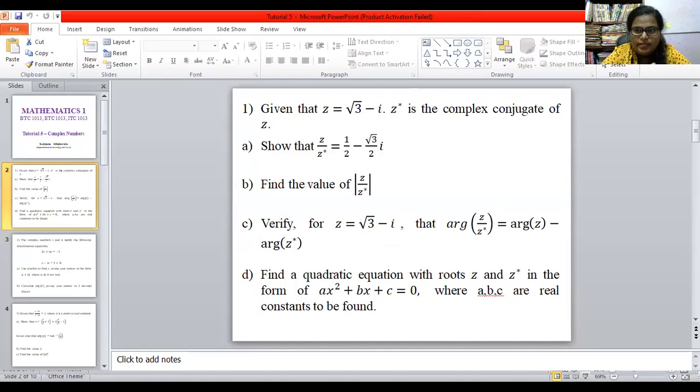So you know that in a complex number we have two parts, imaginary part and the real part, right? And here it is given that Z star is the complex conjugate of Z. Right, so first you have to show that the division of these two complex numbers gives the result here. Z over Z star is equal to half minus square root 3 divided by 2 i, right? So this is the result that you have to show here, right?